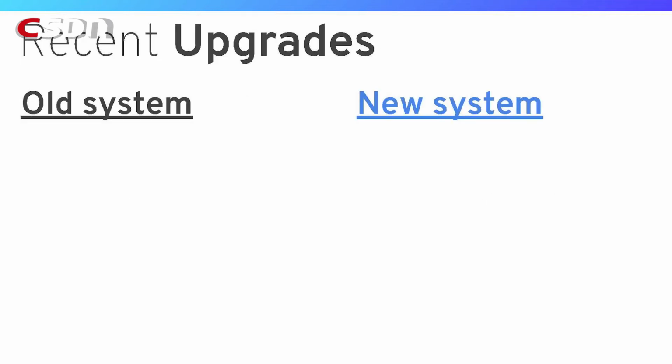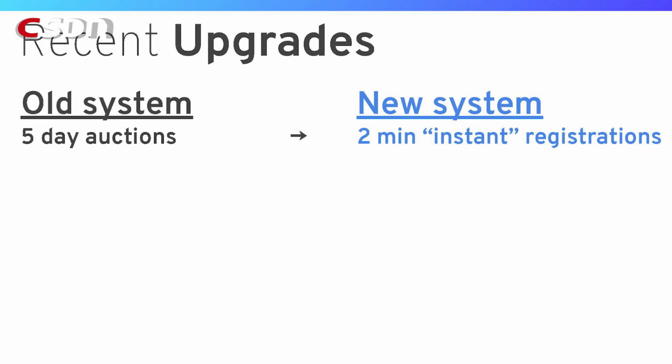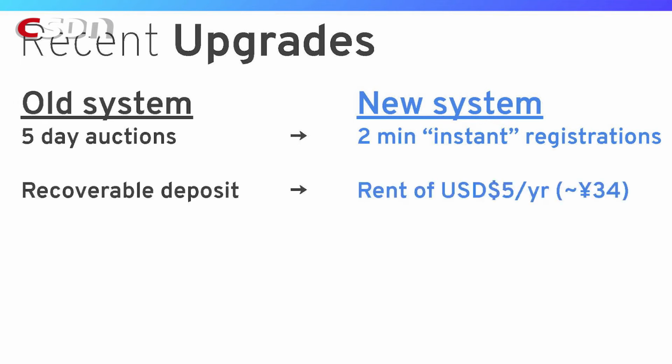We just had some upgrades last month that we're really excited about. I just want to talk about those real quick. So in the old system, to get a .eth name, there was a 5-day auction. And now we have instant registrations. Just takes about 2 minutes. It's really fast.